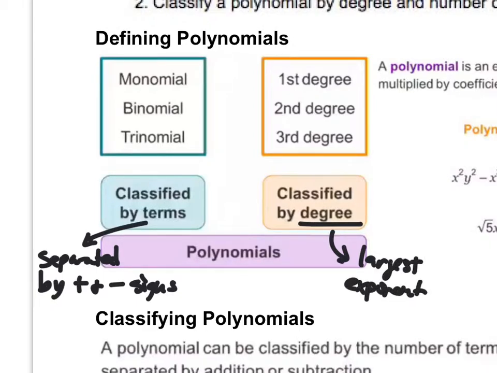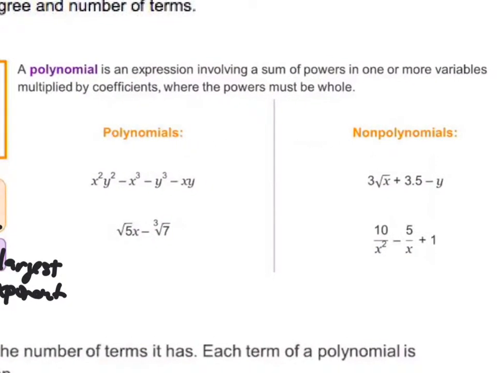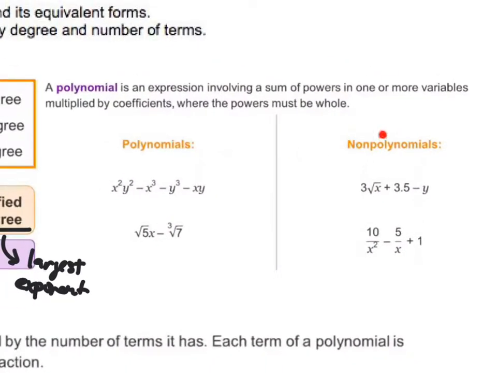And so if we take a look at what exactly a polynomial is, we could take a look at polynomials and non-polynomials, okay? A polynomial is an expression involving a sum of powers in one or more variables multiplied by coefficients where the powers must be whole. Okay, yuck. All right, basically, a polynomial is an expression. The difference is that there's no equal sign in an expression. Expression means that you're just adding and subtracting things.